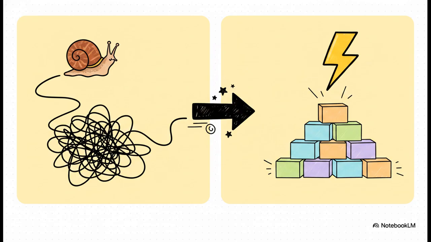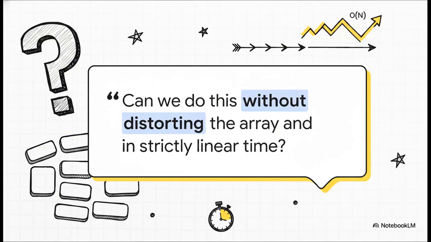You're making real progress in the interview. But here is the climax of the interview. The interviewer leans in, they look at your beautifully sorted array, and they drop the ultimate high-pressure question. Can we do this without distorting the original array? And can we do it in strictly linear time? They want big O of n.